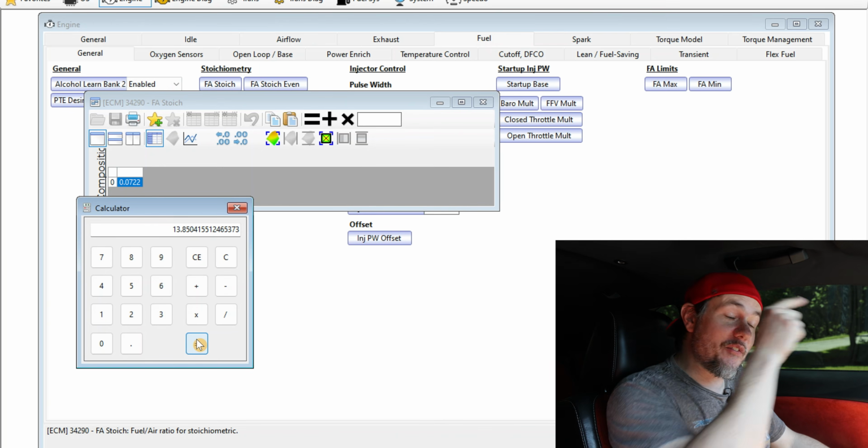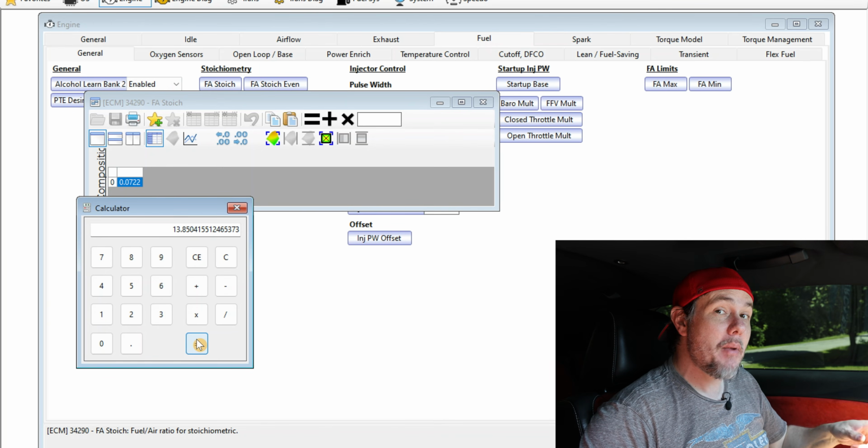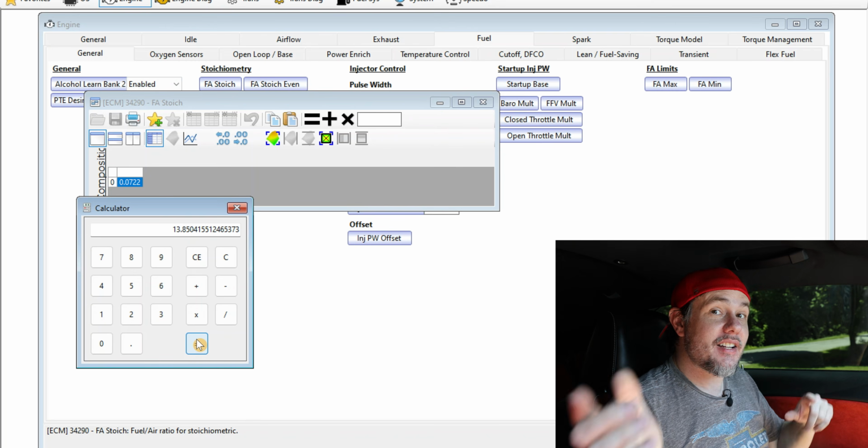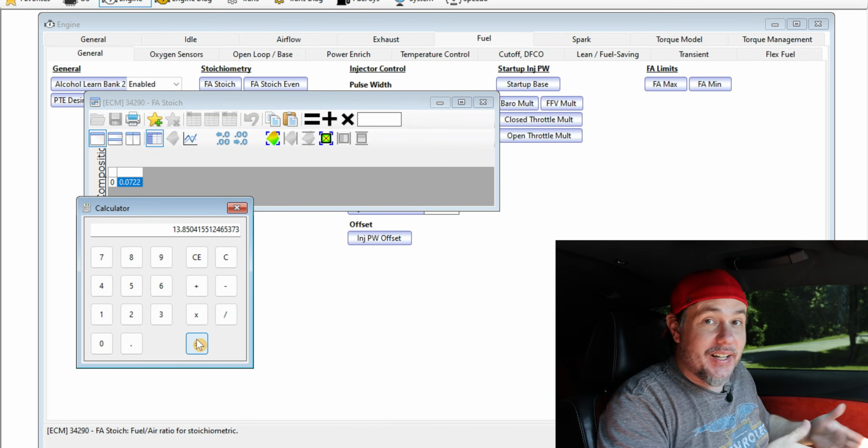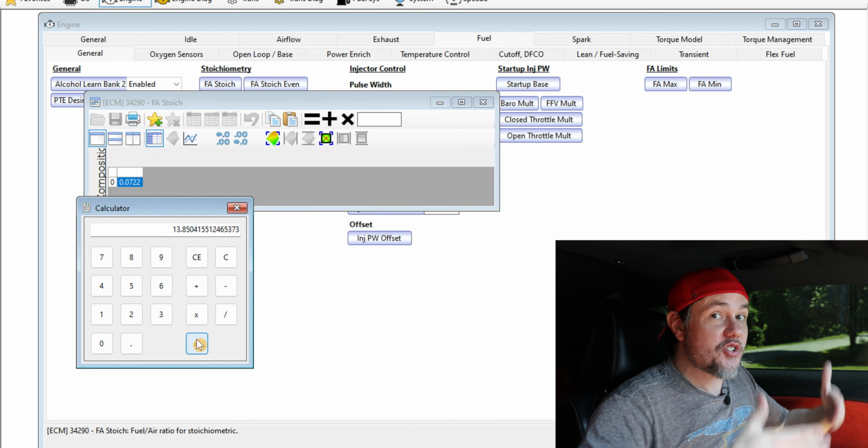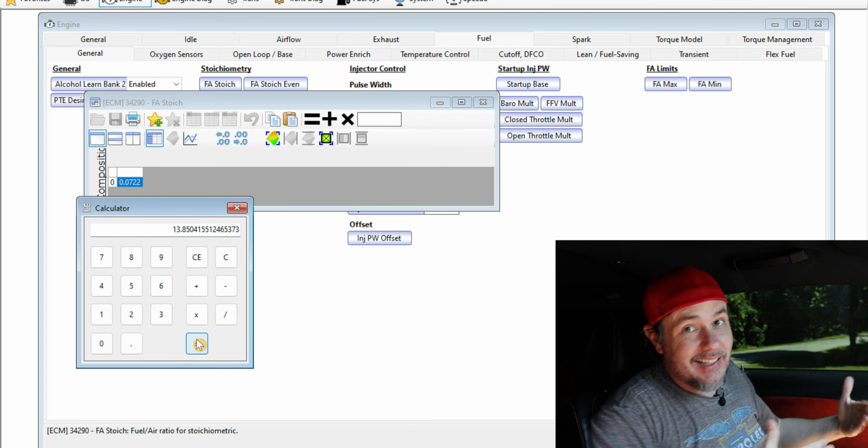Why? If you have an external wideband, your wideband is not taking into account any of this math. It skews everything completely off.